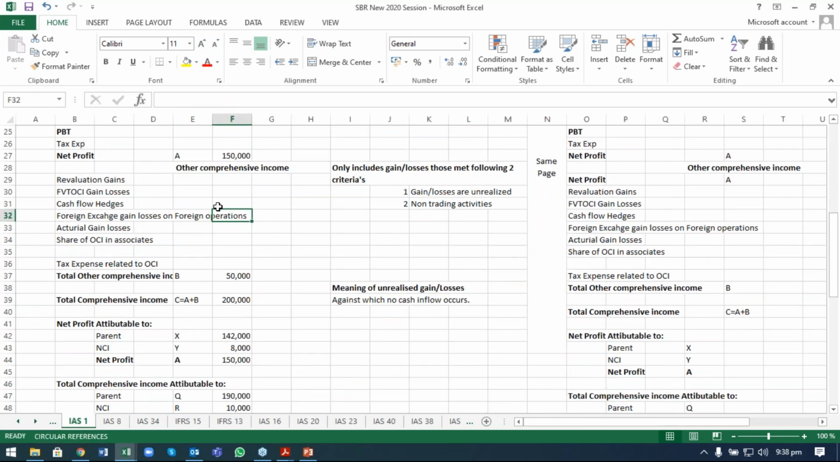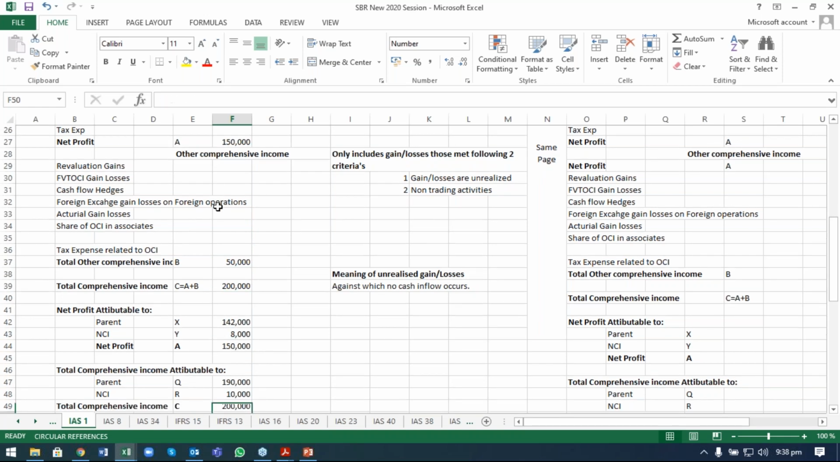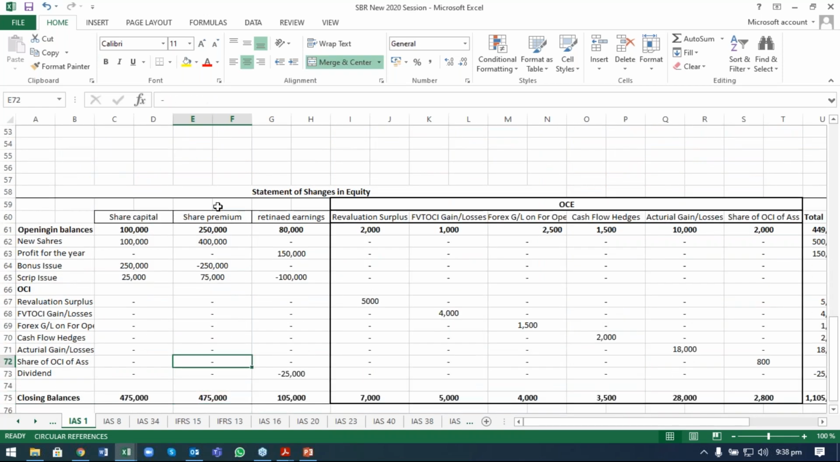This is IS1. Whenever you mean recycling, there is a statement of change in equity. If you are looking at these gain losses, these are the other components of equity, and these are the foreign exchange gain losses. You have seen this 2500. These are the foreign exchange gain losses on operations. First thing, I'm going to look into the revaluation surplus. Revaluation surplus is something that was created on non-current assets, right? IAS 16. If there are foreign exchange gain losses, those are reported.